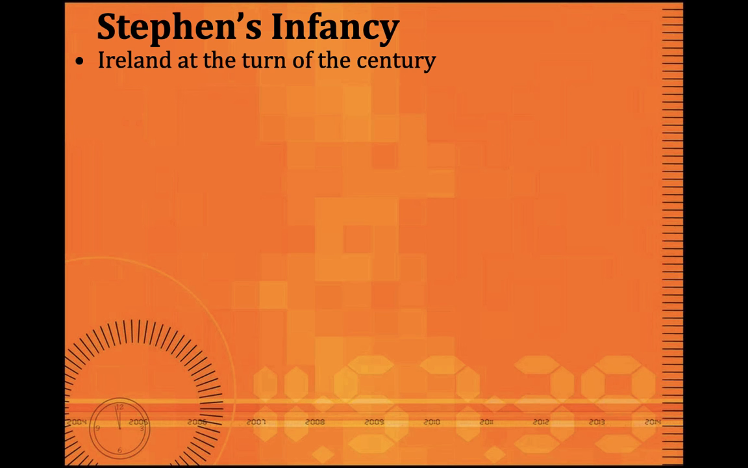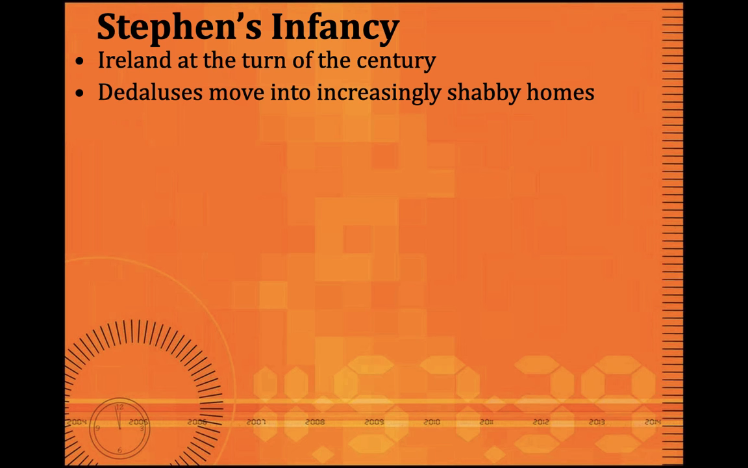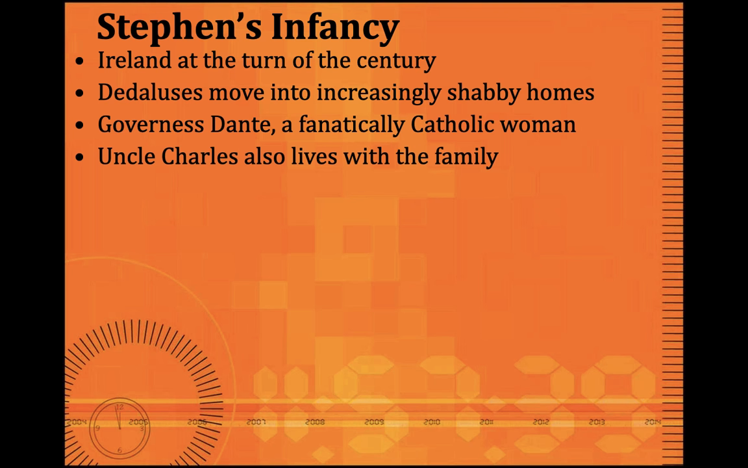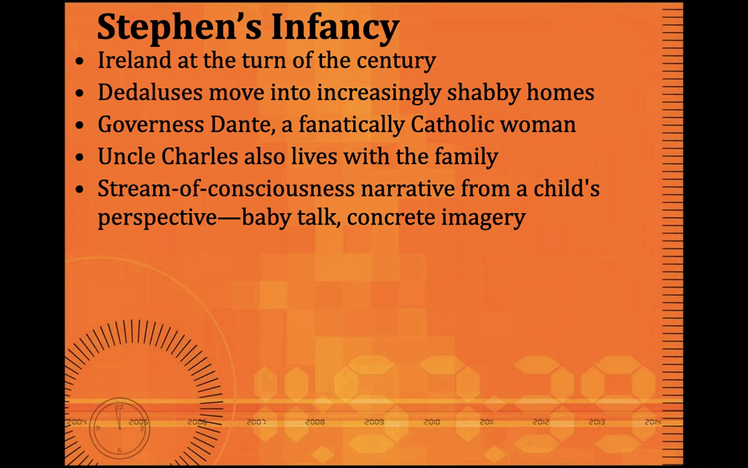Let us take a deeper look at the novel. First, Stephen's infancy. You see Ireland at the turn of the century. The Daedaluses move into increasingly shabby homes. And they have a governess, Dante, living with them. She's a fanatically Catholic woman. And Uncle Charles is also living with the family. Uncle Charles is an old relative. The novel employs stream of consciousness narrative from a child's perspective. There is baby talk and concrete imagery.